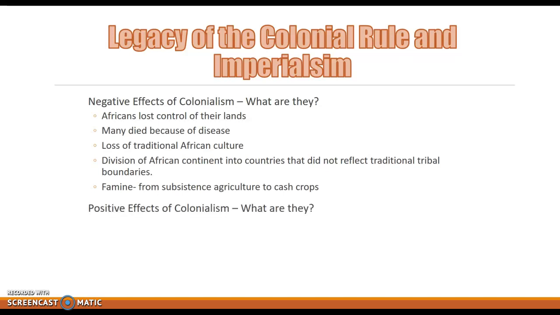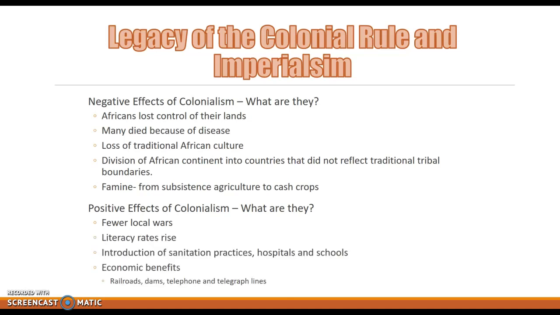Okay. So there were some positive effects of colonialism, so I don't want you to get super depressed here. There were fewer local wars. It did still cause some serious tensions though, which we'll talk a little bit more about when we get to our contemporary issues and things like genocide, but there were fewer actual local wars. Literacy rates rose because we're actually teaching people how to read, and in different languages and things like that. There was introduction of sanitation practices, hospitals, schools, so education was a thing. And then of course there were economic benefits for the Africans, like railroads, dams, telephones, telegraph lines. I guess it was telegraph and telephone, but still, okay?